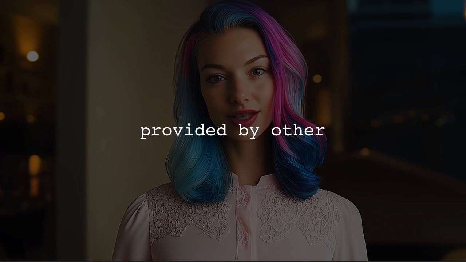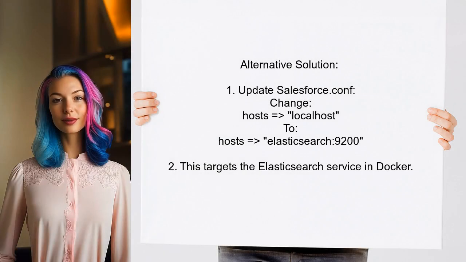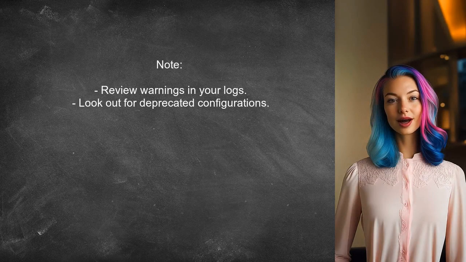Now let's look at the answers provided by other users. One user suggests a potential fix for the connection issue. They recommend changing the host setting in your Salesforce configuration file from localhost to Elasticsearch:9200. This adjustment may help establish the correct connection to your Elasticsearch instance running in Docker. Additionally, they advise checking for other warnings in your setup, as some configurations may be deprecated in future versions.